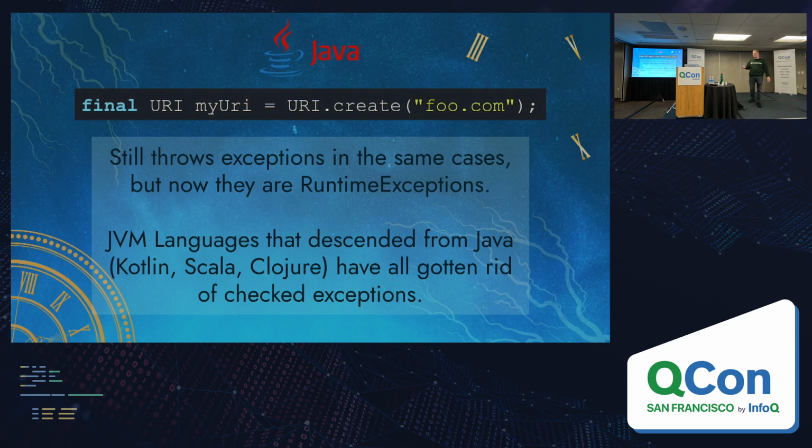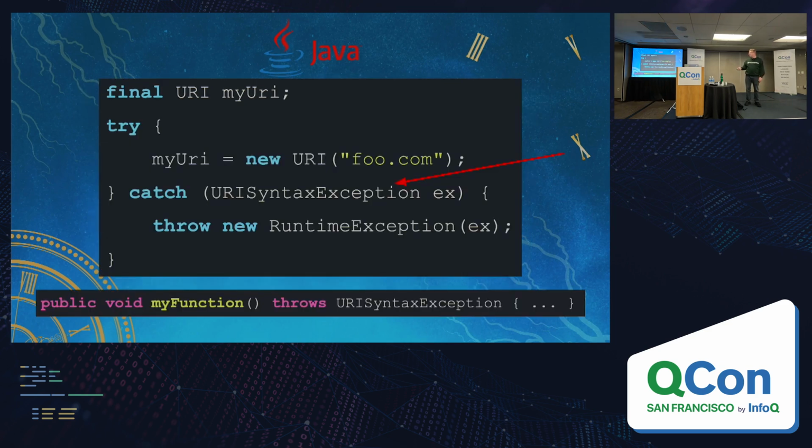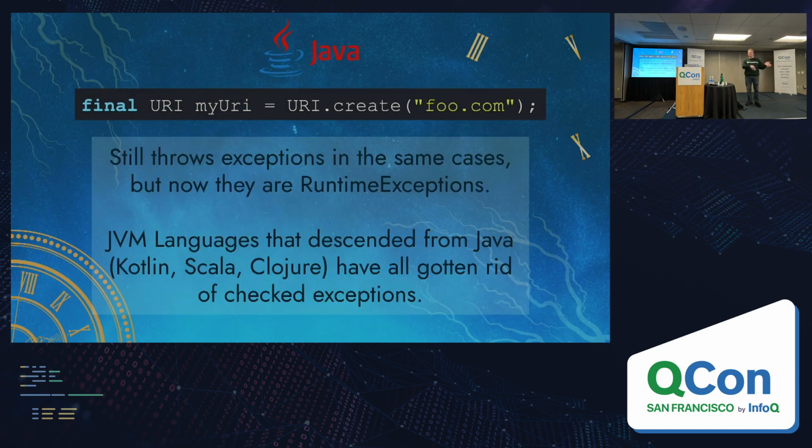So a couple releases later in Java, they added this static factory function called create that literally all it does is call the constructor and then catch the exception and rethrow it as a runtime exception. But they put that into the standard library, right? So that's an interesting trend to observe.